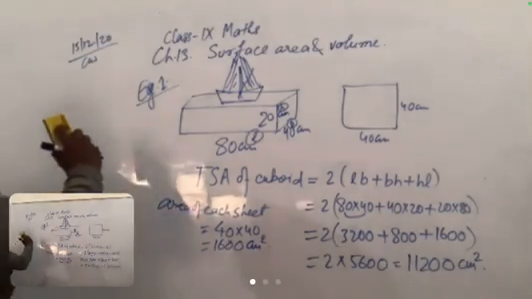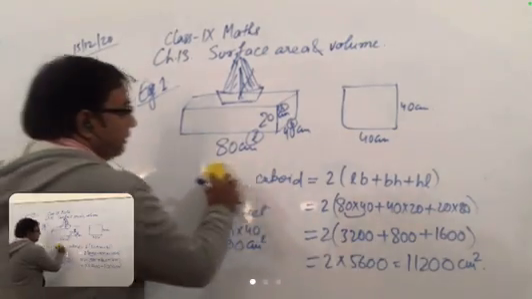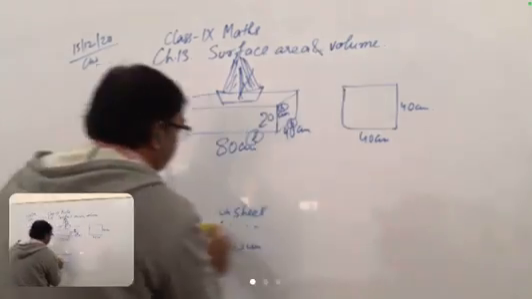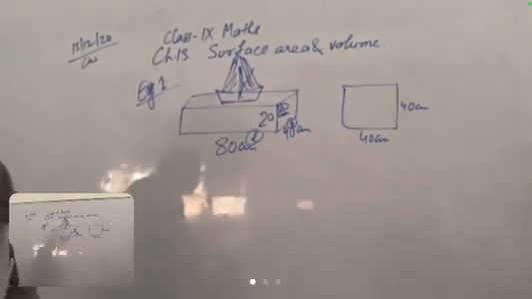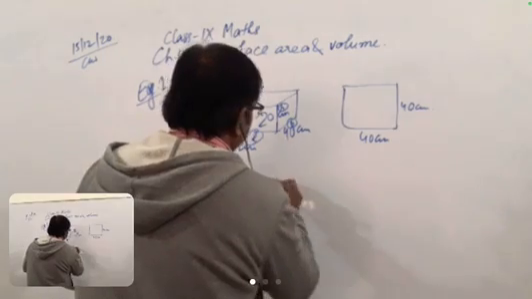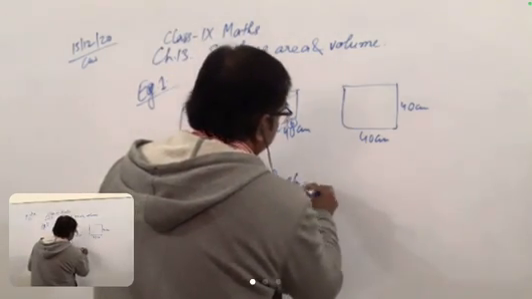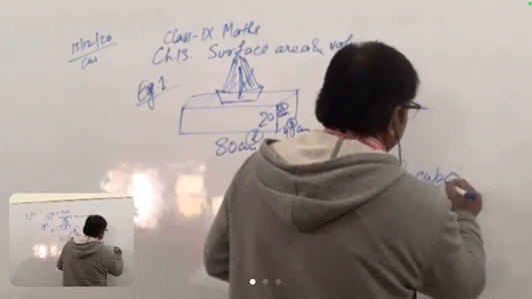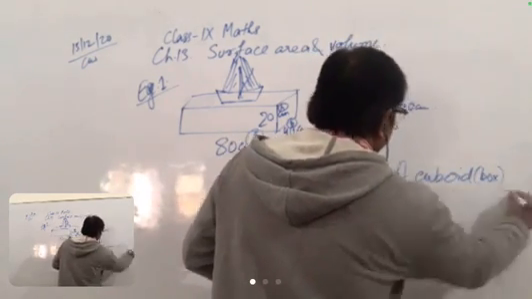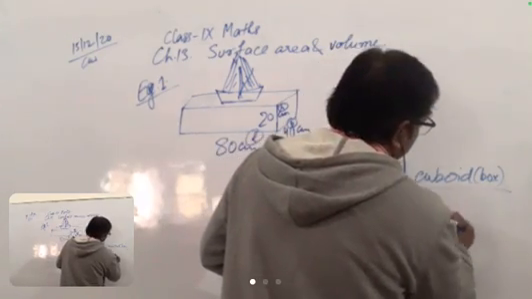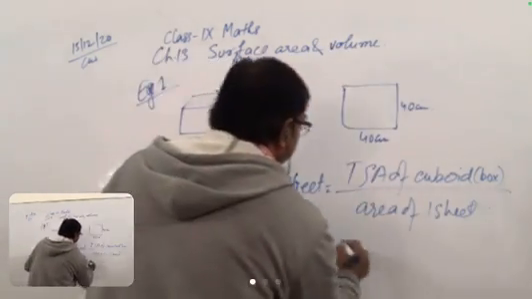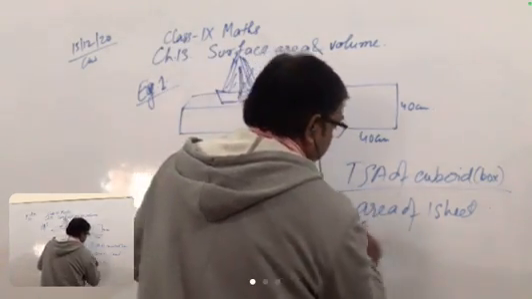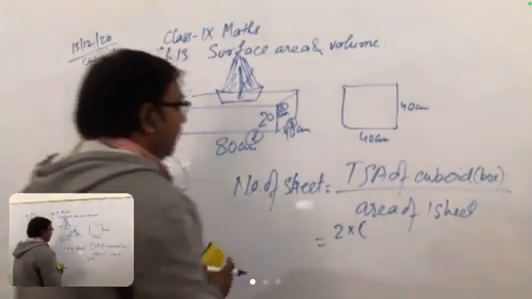But we cannot do this like this. Now you are in an upgraded class, so you can do it directly. How? Number of sheets is equal to total surface area of cuboid or box upon area of one sheet. Clear? Now it will be 2 multiplied by the surface area, so say it once. You have to do the same.